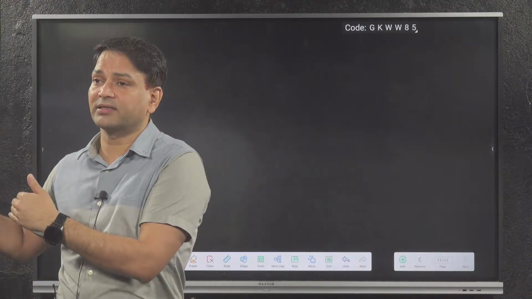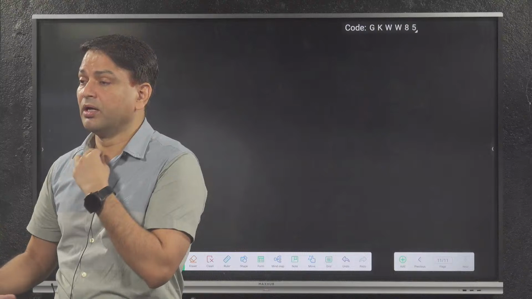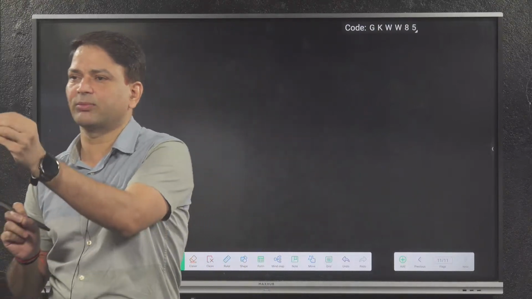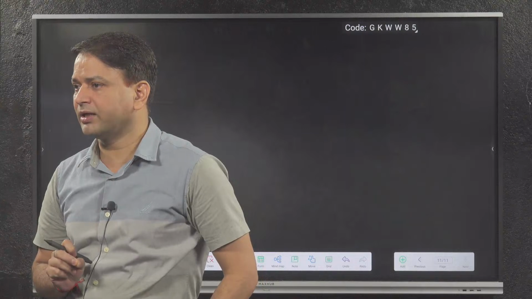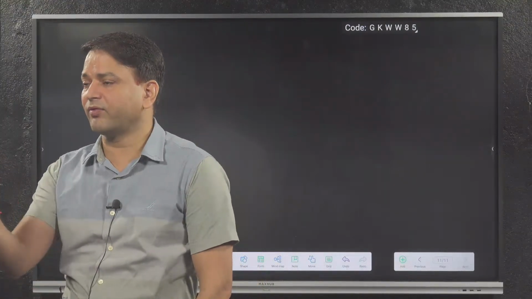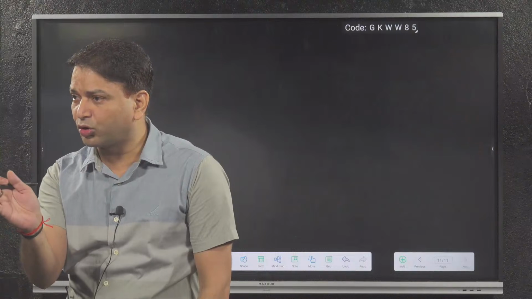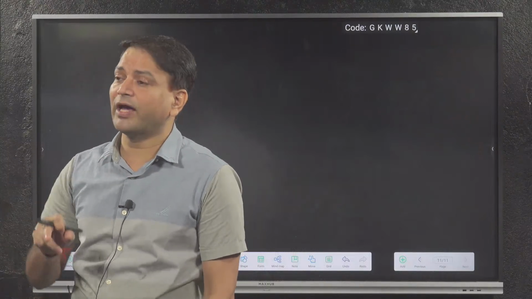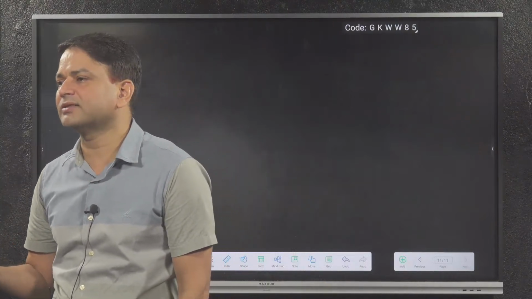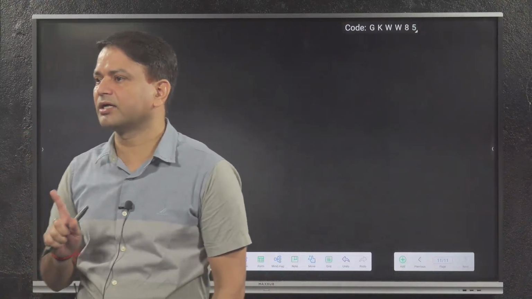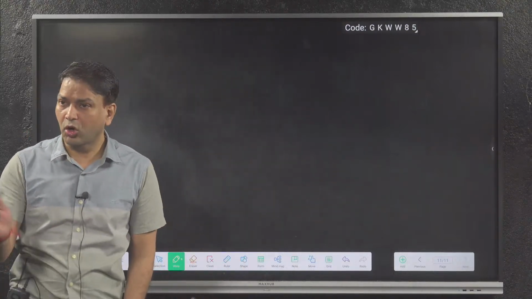Now the second thing: cos theta we can write as 1. Cos 0 is 1. When theta is very small, like 1 degree, 0.1 degree, 2 degree, 3 degree, this is very close to 0. And the cos 0 value is 1. So when theta is small, what can we take cos theta as? 1. Understood or not?